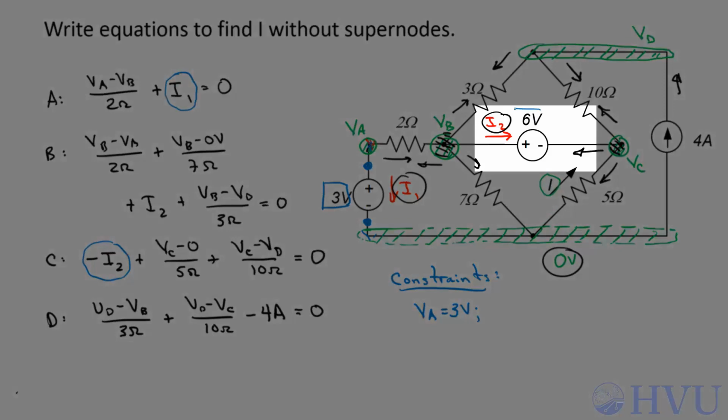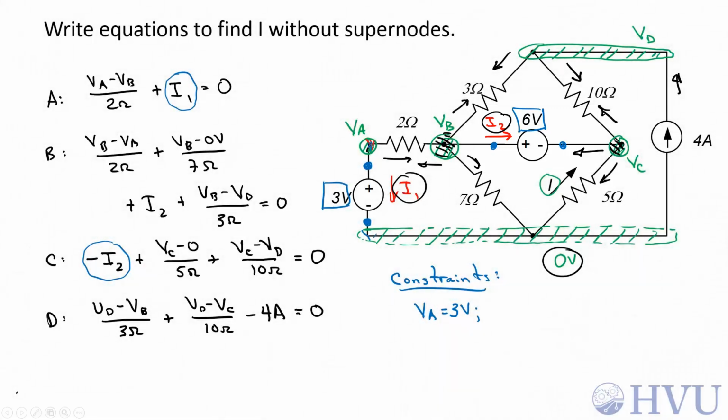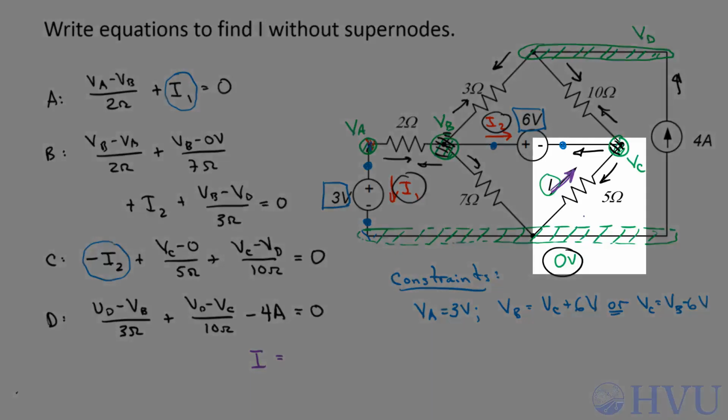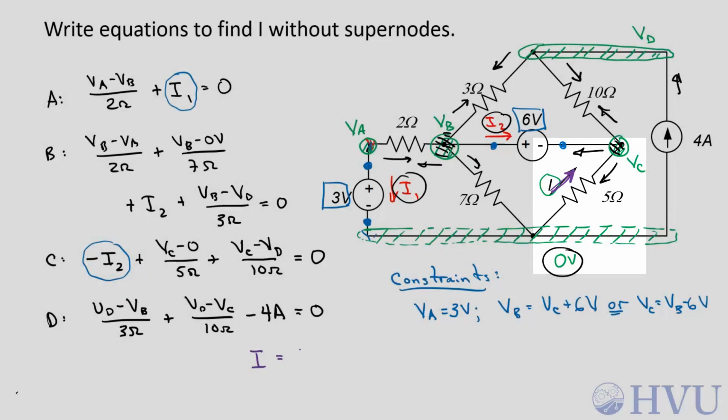Also, the 6 volt source, we know that this voltage is 6 volts higher than this voltage. So VB is 6 volts higher than VC. This could also just as easily be written as VC is 6 volts lower than VB. That gives us 6 equations and 6 unknowns that we can use to solve for the node voltages. Now, once we've got the node voltages, we can write an equation for I. I is positive in this direction, so I is going to be 0 volts minus VC over 5 ohms.